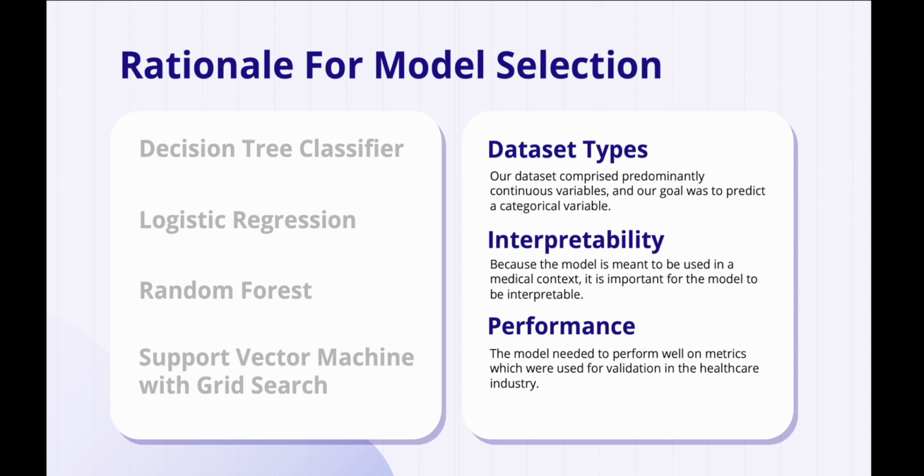The dataset that we used was the breast cancer dataset, which contained mostly continuous variables. As stated in the problem statement, our goal was to predict whether a patient was breast cancer positive or negative, which is a categorical variable. Secondly, because the model is meant to be used in a medical context, it is important for the model to be interpretable, where the model can provide explicit rules or coefficients that can be easily understood and explained. This is compared to deep neural networks, which are less interpretable as they involve multiple layers of abstraction.